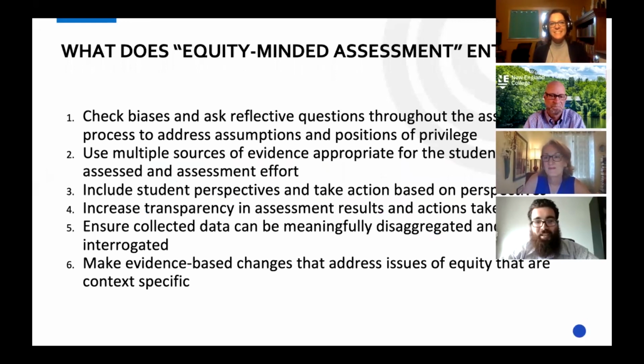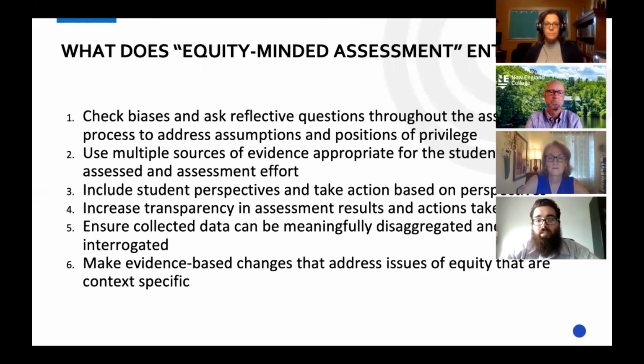Thank you. So keeping this in mind, what does equity-minded assessment actually entail? What is it all about? Here we have 6 tenets that we think offer a pretty good picture of what this equity-minded approach to assessment is. The first one is that we really do have to continuously check our biases, right? As Anne mentioned, that's the first step we have to move into in this direction.